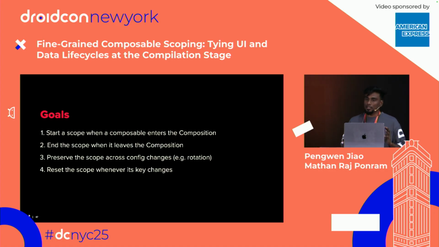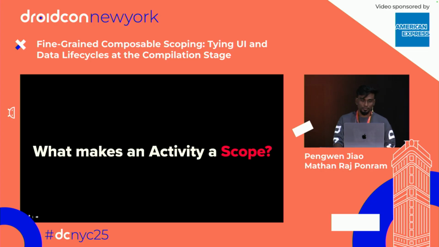For example, in Compose, the whole composition tree relies on the key. So whenever a key changes, the whole composition tree gets recomposed. So we need to respect that as well, right?